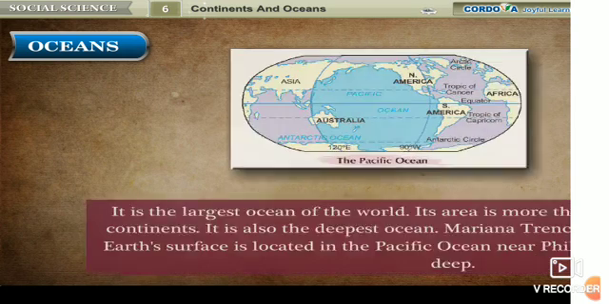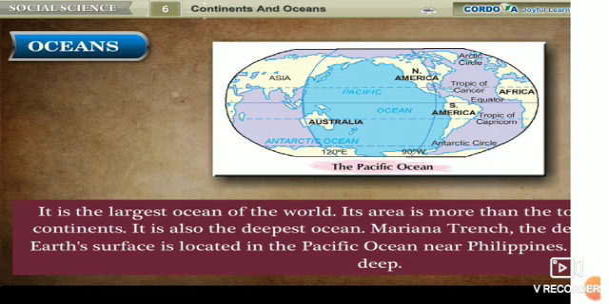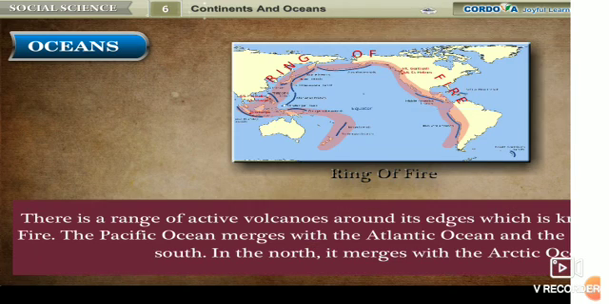The Pacific Ocean. It is the largest ocean of the world. Its area is more than the total area of all the continents. It is also the deepest ocean. Mariana Trench, the deepest place on the Earth's surface, is located in the Pacific Ocean near Philippines. It is 11,022 meters deep. There is a range of active volcanoes around its edges, which is known as the Ring of Fire.